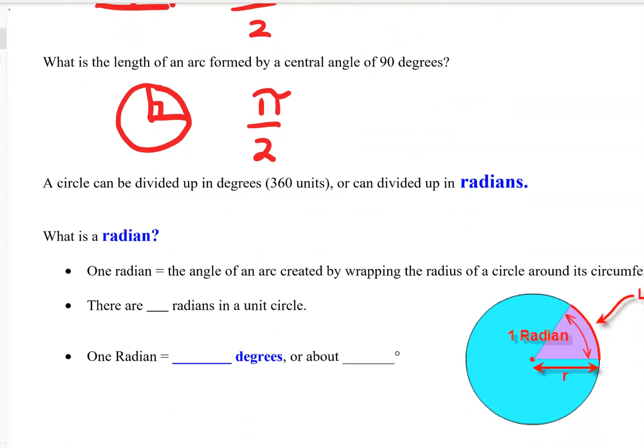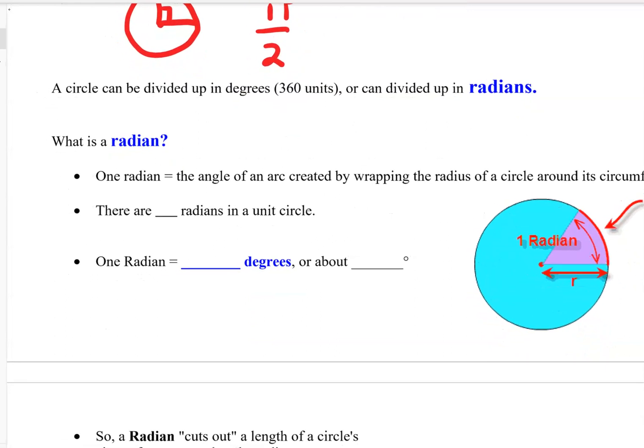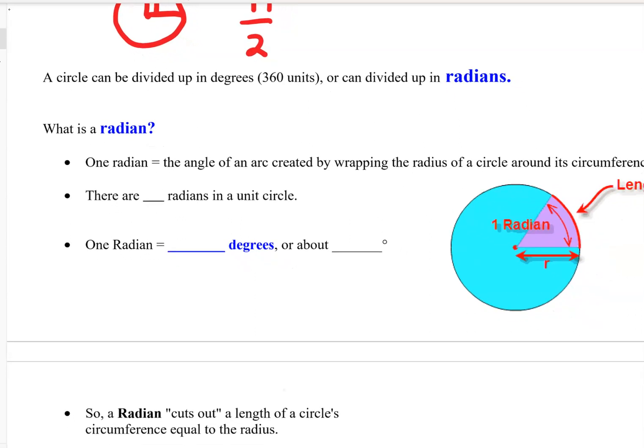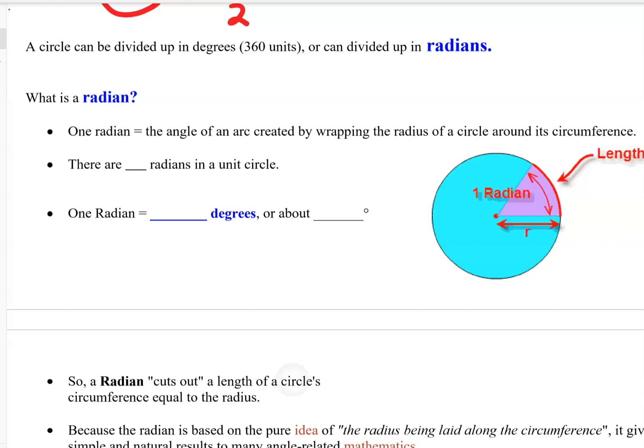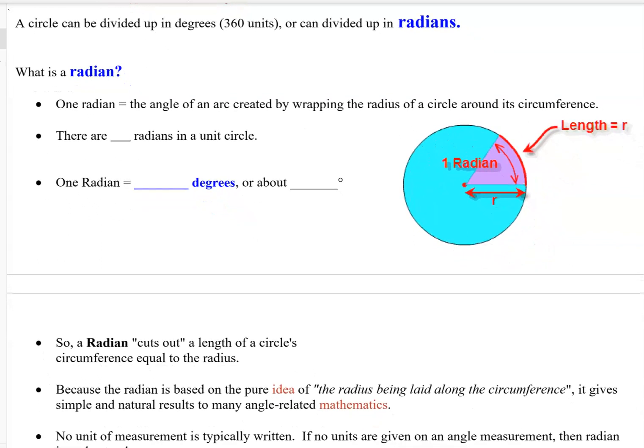So we normally talk about, in prior units, degrees of a circle, 360 degrees. We can also divide it up into things that are called radians. A radian is an angle of an arc that's measured by wrapping the radius of a circle around its circumference. So we take our radius, we lay the edge of it there, and then we slowly wrap our radius around our circle. So, because this is r equals 1, and our total circumference is 2 pi r, that means there are 2 pi radians in our circle.